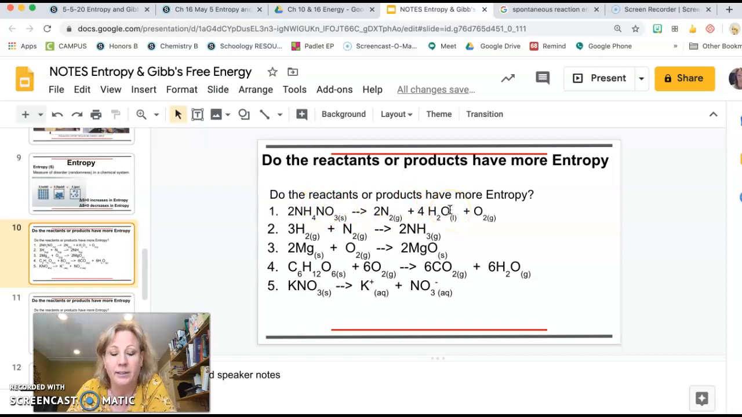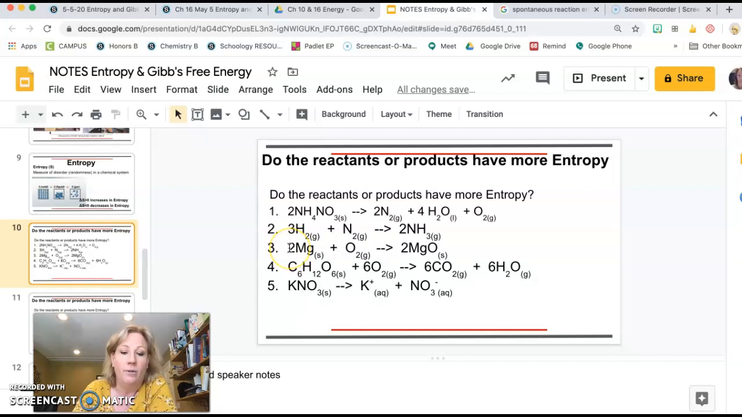changes into products. The next one, I have all gases. So now I would want to look at the number of moles of gas. So here on the reactant side, I have 3 and 1 for a total of 4 moles of gas. And then on the product side, I have 2 moles of gas. So this side with the 4 moles is going to be more random or have higher entropy. So the reactants have more entropy.